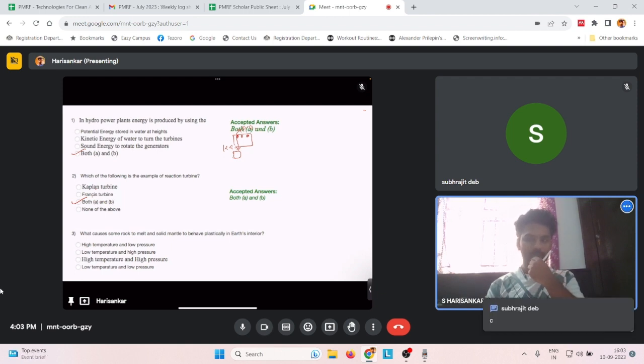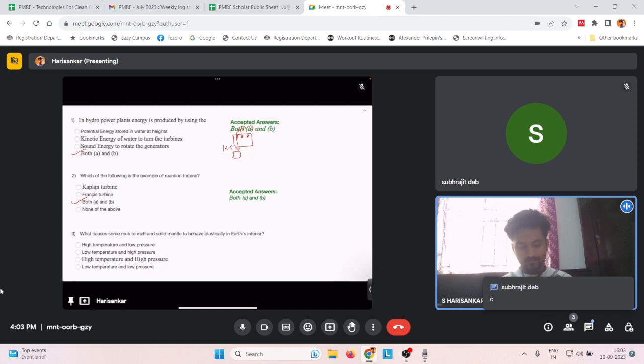What causes some rock to melt and solid mantle to behave plastically in Earth's interior? C. High temperature and high pressure. Yes.